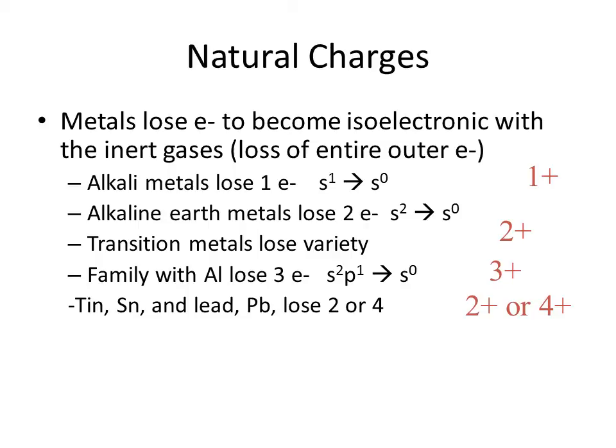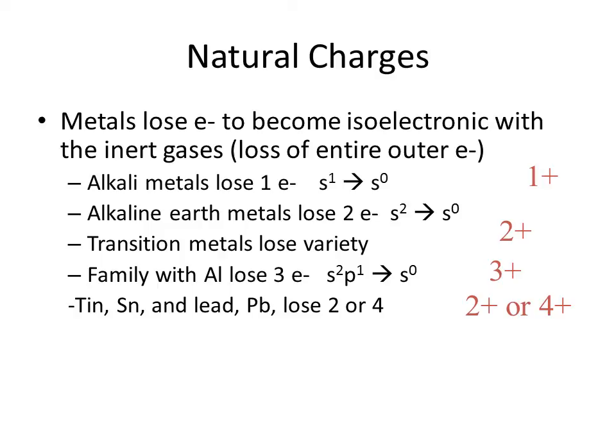So the alkali metals, which have an outer shell of S1, lose that one electron and attain a natural ionic charge of +1 when they react. When alkaline earth metals form compounds, they have an outer shell of S2 and they lose both of those electrons to get a +2 electronic structure.